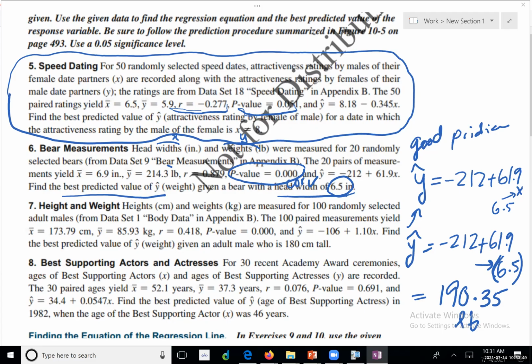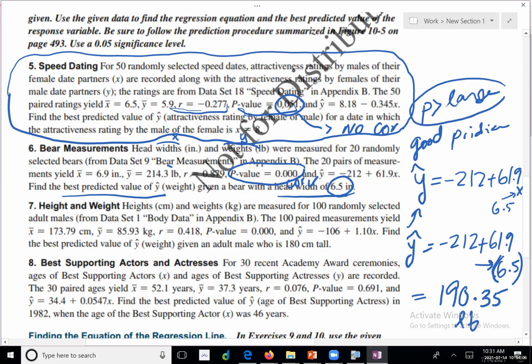So thanks for responding. Yes, there is no correlation, as many of you said. No correlation because the p-value is large, greater than 5%, and R is small. So small r, large P means no correlation. If no correlation, then this line is not going to work. It's not a good prediction. Even if we found the prediction, it's not reliable because there is no correlation.